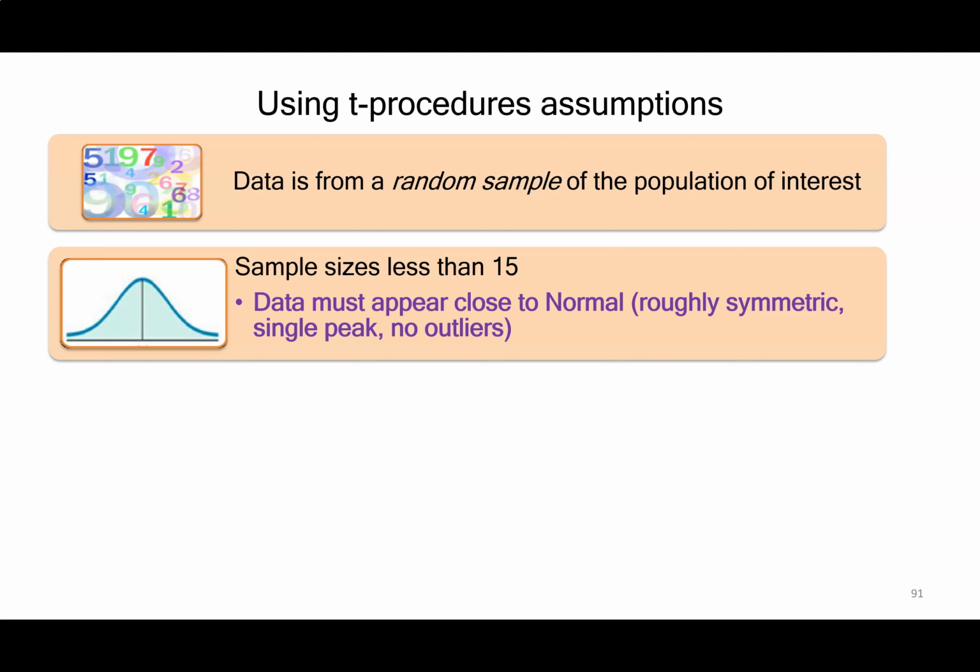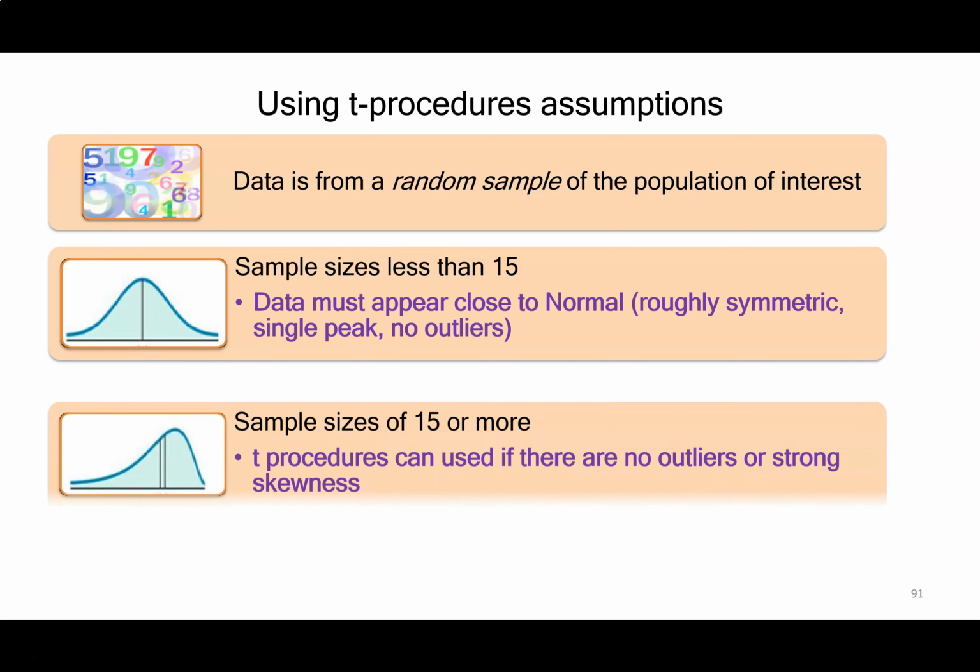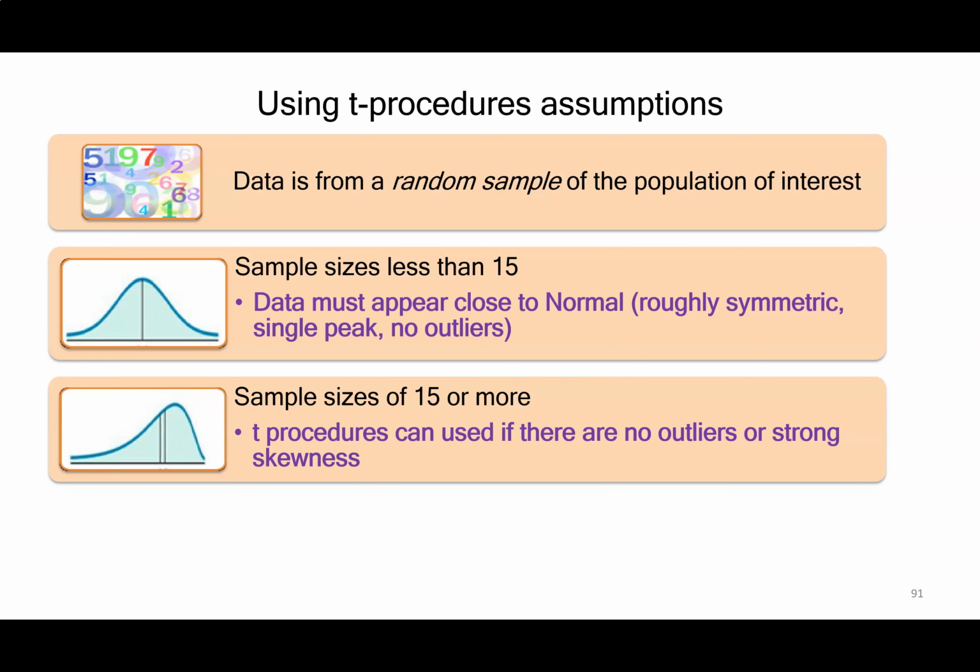So generally you're going to want it symmetric. You're going to want it to have a peak in the middle. You're not going to want to have outliers. So you're going to want to have really nice looking data in your sample for us to believe that the population is roughly normal and that the central limit theorem is going to kick in. If you have samples of higher than 15, usually you can use T procedures as long as there isn't extreme skewness. So like a little skewness, okay, sure. But if it's extreme, if you have a bunch of outliers, you're going to want a bigger sample size than like 16.